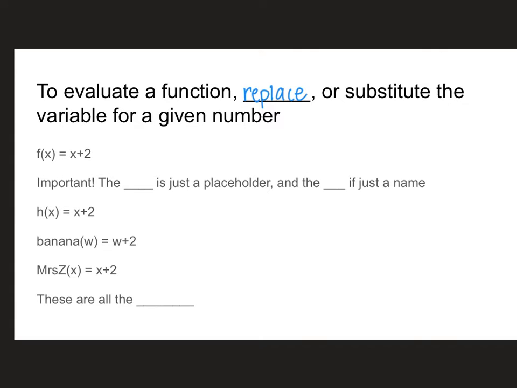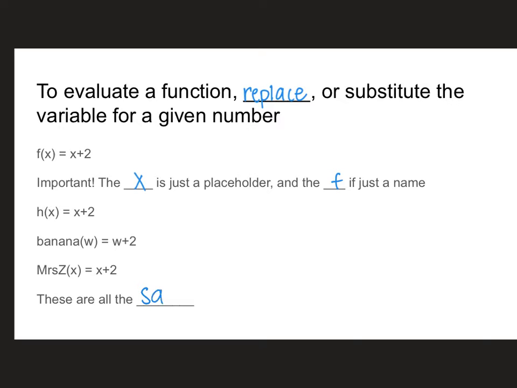So important here that the x is just a placeholder, and the f is just a name. So it's f for function, but it's just a name. So we could also say h of x equals x plus 2. We could say banana of w equals w plus 2. We could say Mrs. Z of x equals x plus 2. These are all the same.